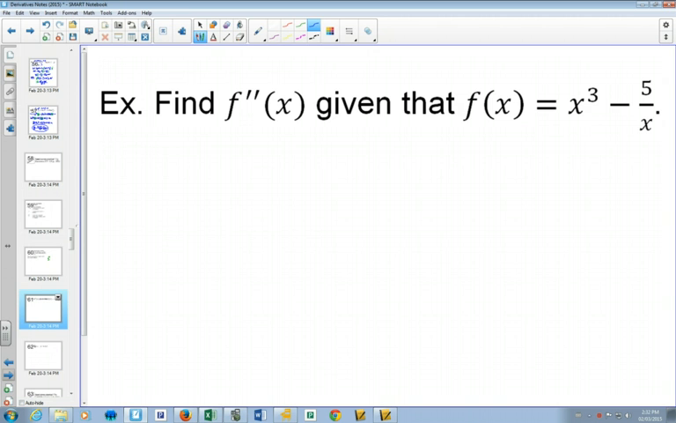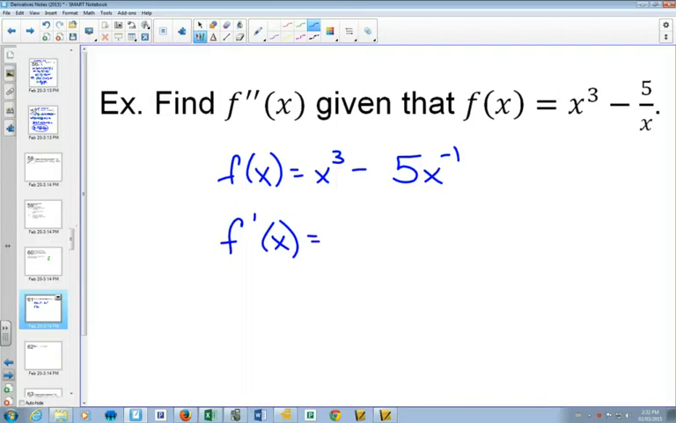In this example, the 5 over x you could do with the quotient rule if you really wanted to. However, it's going to be a lot easier if you change it to an x to the minus 1. Because then you're just dealing with power rules.